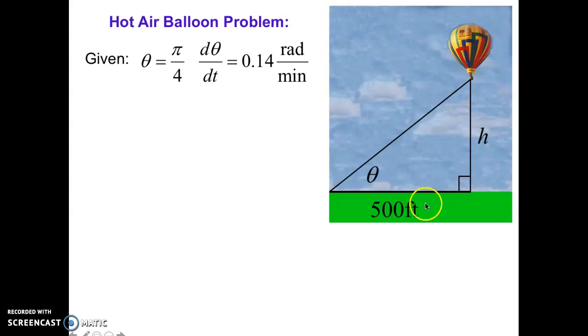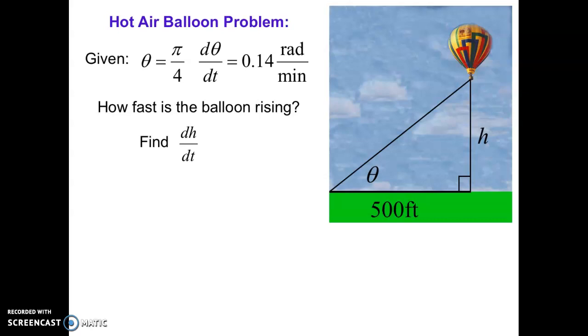I know that I'm 500 feet from the launch site, and I know that my arm is swinging, or the angle is changing, by 0.14 radians for every minute as the balloon rises. How fast is the balloon actually rising? In other words, what is the rate of change in the height with respect to time?